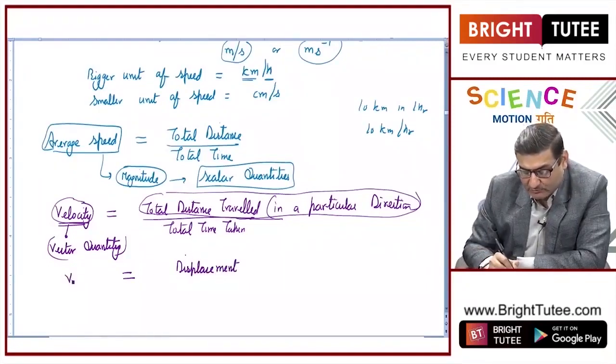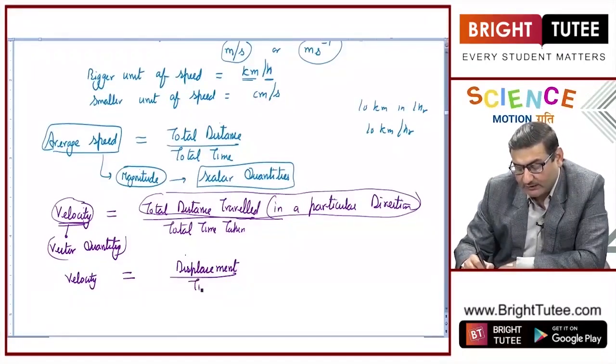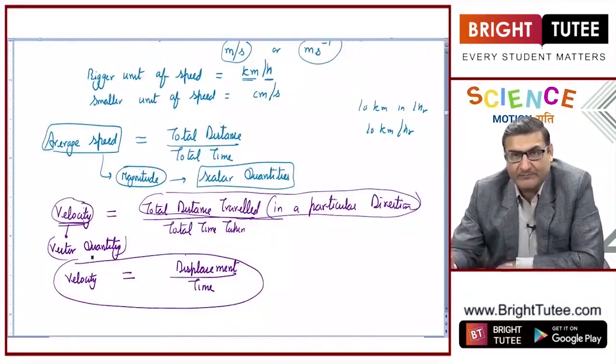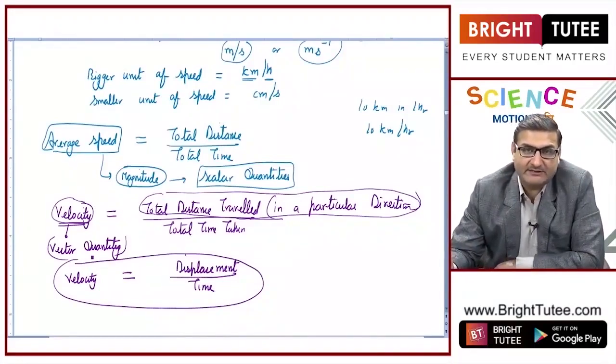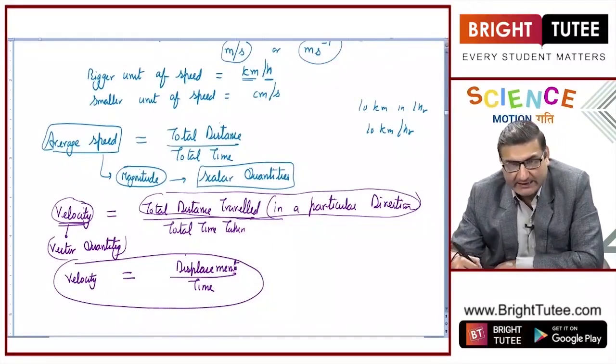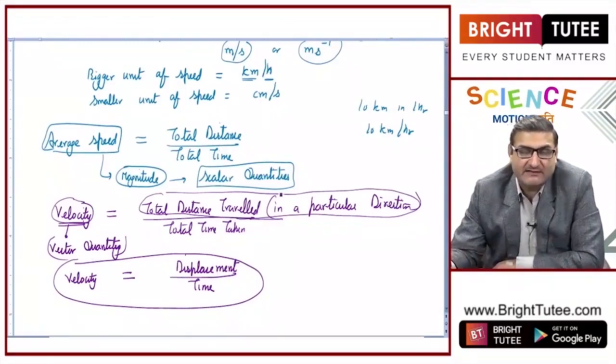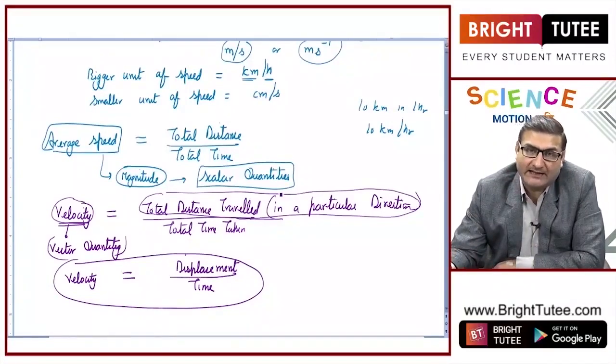So I can also write that velocity is equal to displacement upon time, because distance in a particular direction is equal to or amounts to displacement. So displacement includes distance as well as the direction. So velocity becomes displacement upon time.